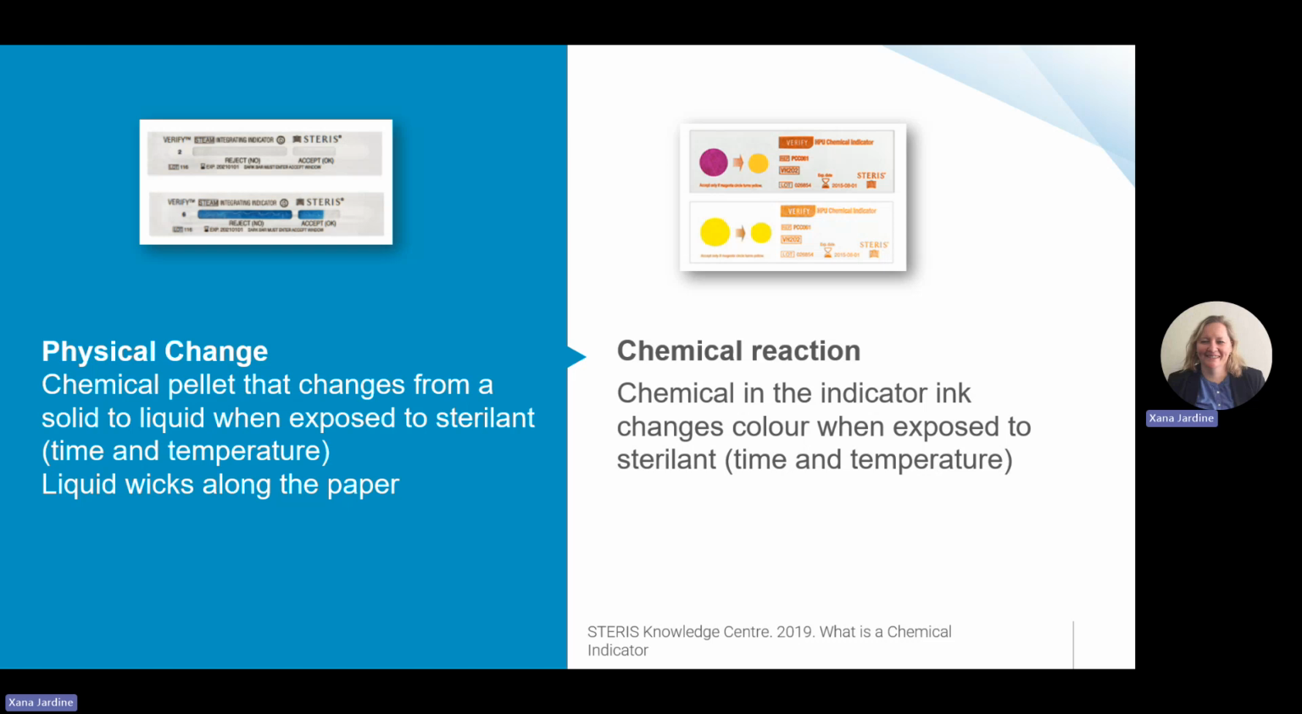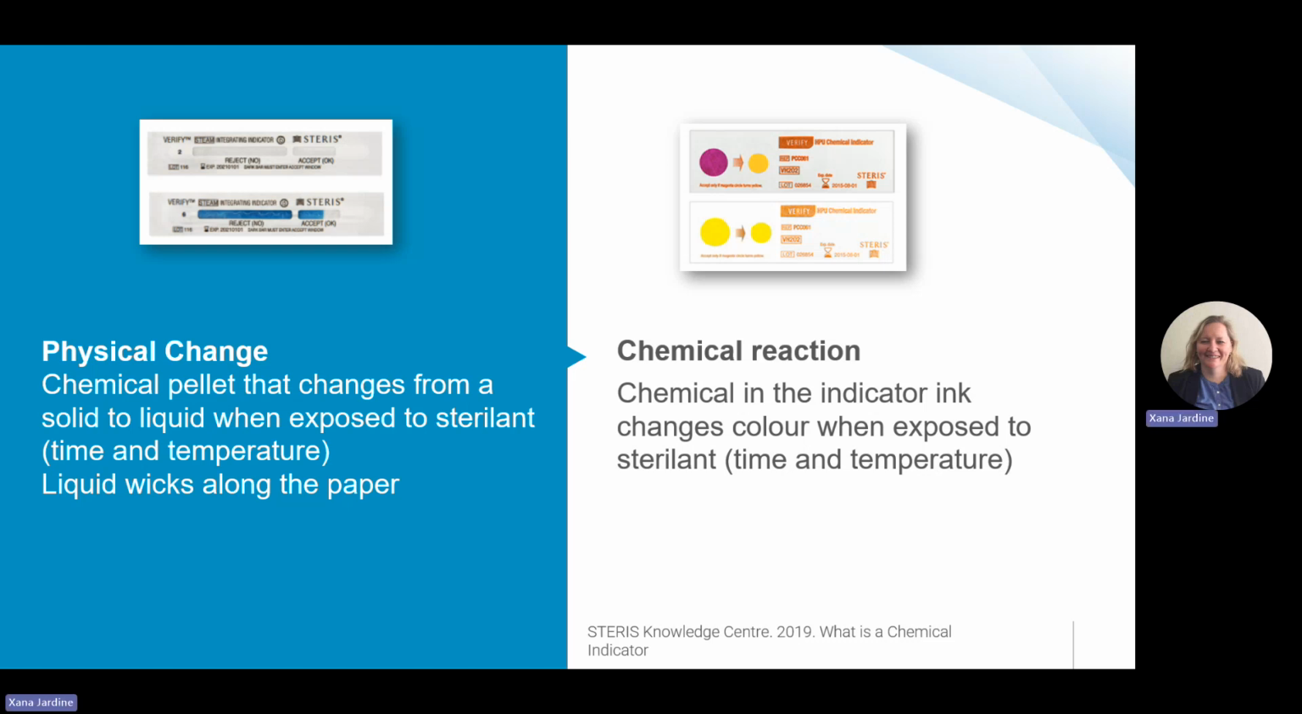So the one on the left is the physical change. What happens there is the chemical indicator, that little pellet, melts when it's exposed to the sterilant, and the pellet changes from a solid into a liquid, and the liquid then wicks along the paper. And the other type of indicator, you've got chemicals in the indicator ink, and the chemicals will then change color when the ink has been exposed to the sterilant for the correct amount of time at the right temperature.